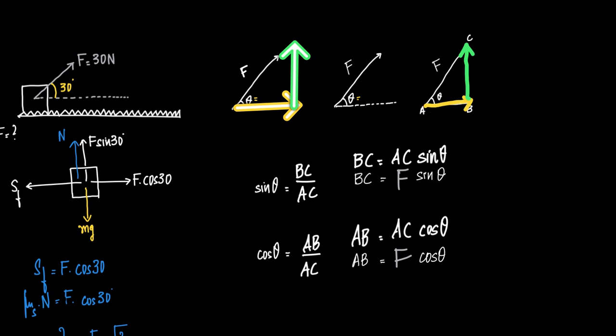And if you complete this triangle ABC, what is sine theta from here? Sine theta will be opposite, which is BC, by hypotenuse, which is AC, and the magnitude of hypotenuse AC is F. Therefore, what is BC? BC will be AC sine theta. AC is F. Therefore, BC equals F sine theta. Similarly, we can write that AB is F cos theta. The value of theta is 30 degrees.